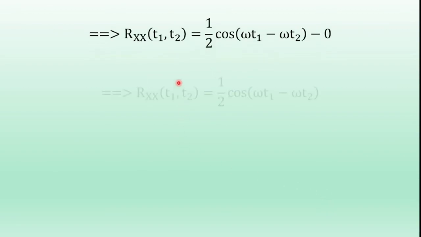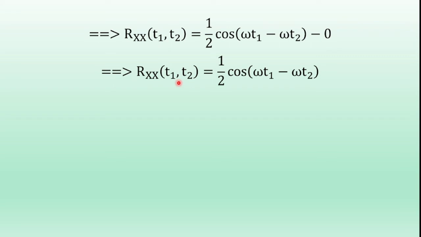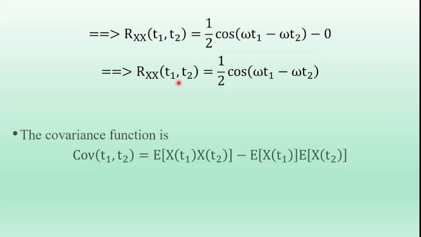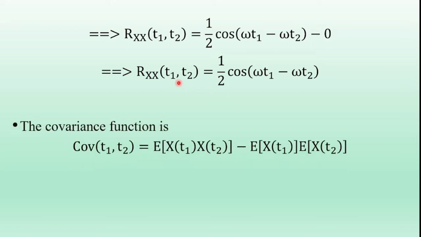Therefore the final value is Rxx of t1 comma t2 is equal to 1 by 2 cos of omega t1 minus omega t2. So this is the value of the autocorrelation function of the random process x of t. Next, calculate the covariance function, or autocovariance function, of x of t.